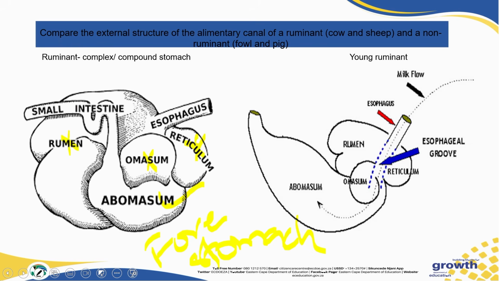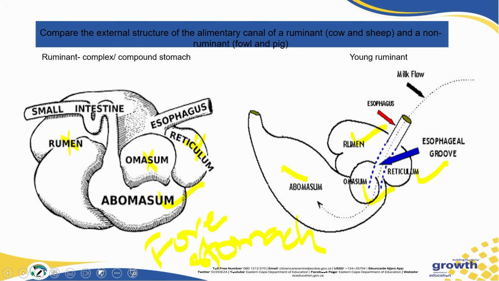And then in a young ruminant, the fore stomachs are not functional as they are not yet developed. They are underdeveloped as the animal hasn't yet started grazing. The animal is still sucking from the mother. So the milk gets into the mouth of the animal, down into the abomasum, which is regarded as the true stomach. Also, because of that, the abomasum is said to be the milk stomach.